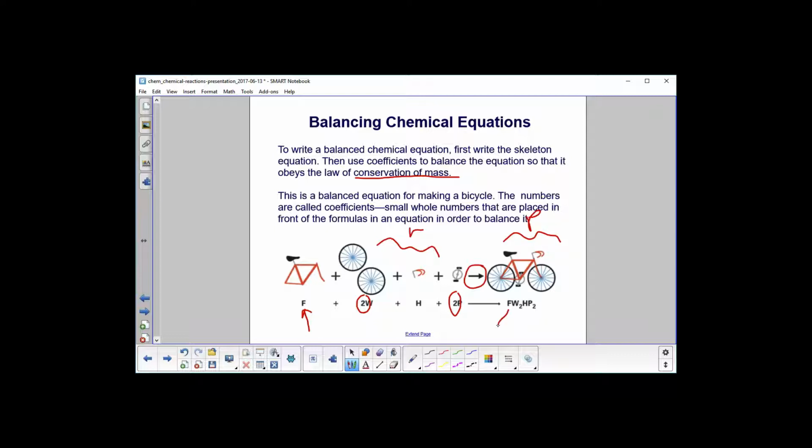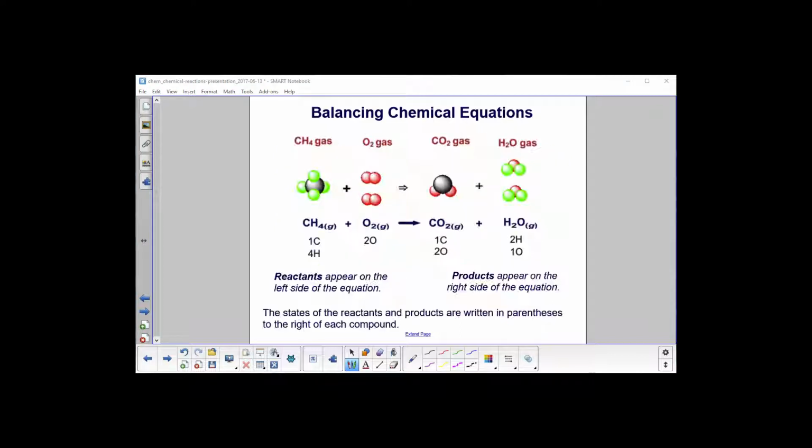We have one frame. There's one F. We have 2 wheels. We have one handlebar. And we have 2 pedals. And you'll notice on each side we have the same amount of frames, wheels, handlebars, and pedals. And that's due to the conservation of mass. We'll now leave the bicycle repair shop and talk again about chemistry.